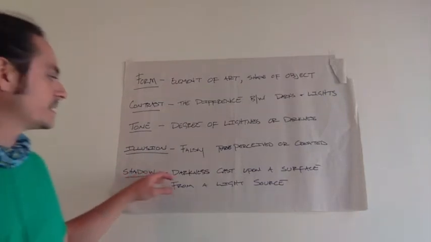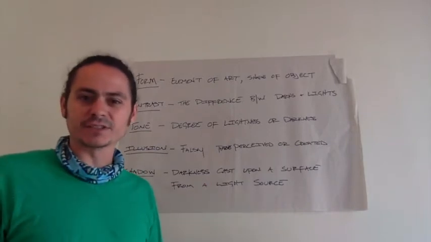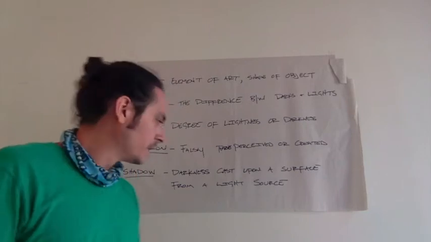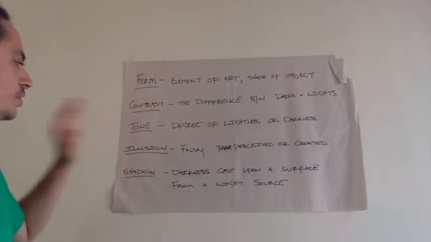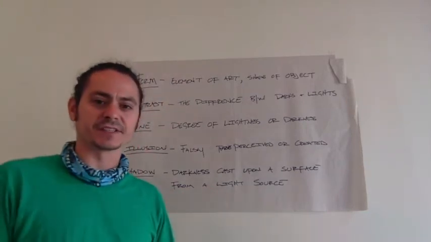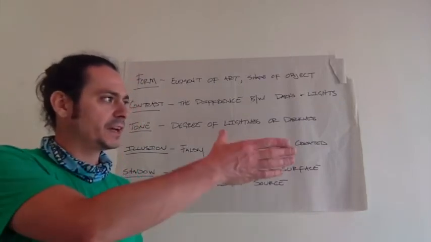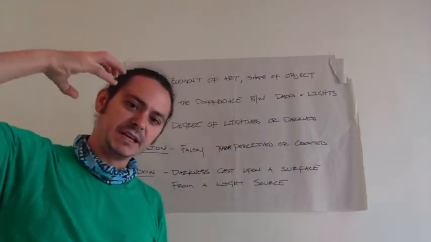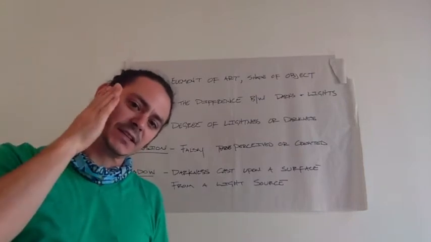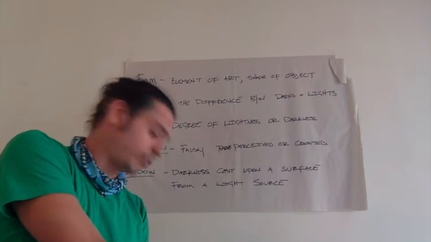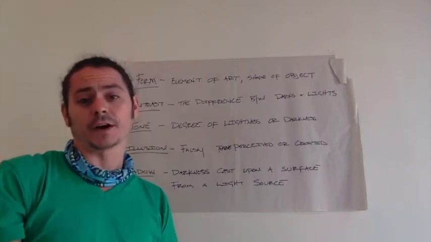Shadow is, I mean, we kind of know what a shadow is, right? You could probably look on the floor right now and find a shadow. I'm looking at one right there. The shadow is just darkness cast upon a surface from a light source. So, like I said, if we're all walking down the street and the sun is beating down on us and it's hitting us on this side of the face, well, this side of the face is creating a shadow that you could probably turn around and look and see on the ground.